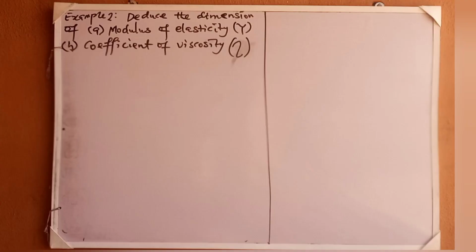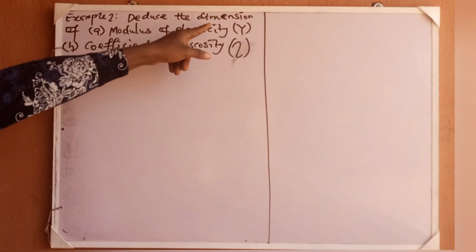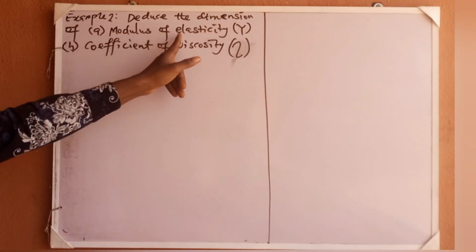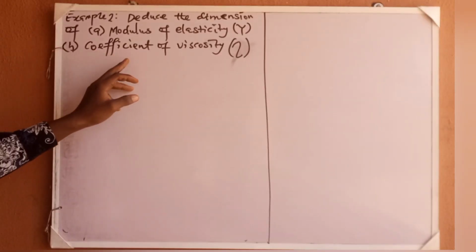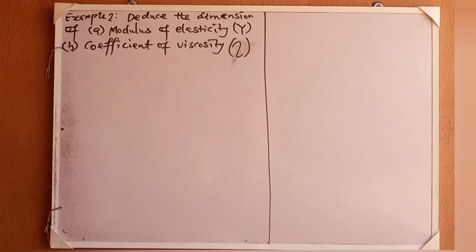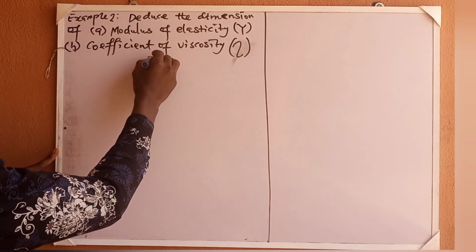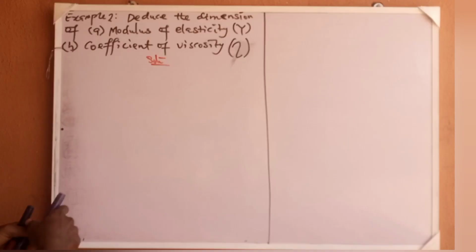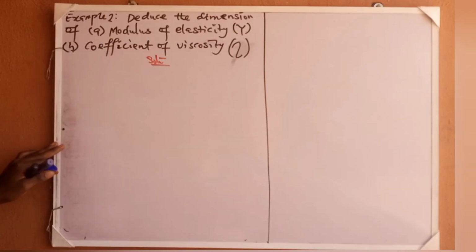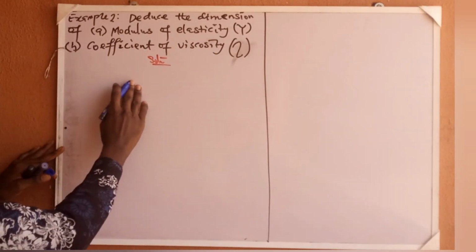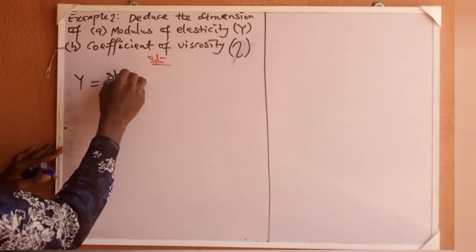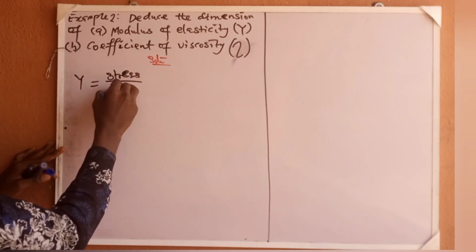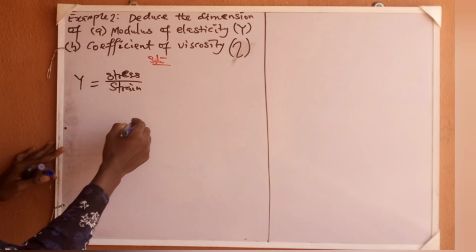Example 2. In example 2, we're asked to deduce the dimension of A, modulus of elasticity, which is also known as Young's modulus, then B, coefficients of viscosity. Right? So let's begin with modulus of elasticity. Solution: modulus of elasticity, which is also known as Young's modulus, Y, is stress upon strain.